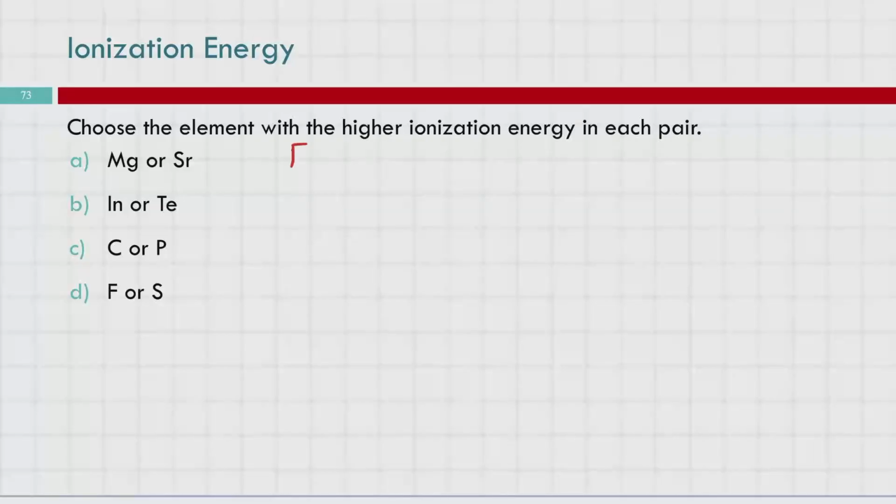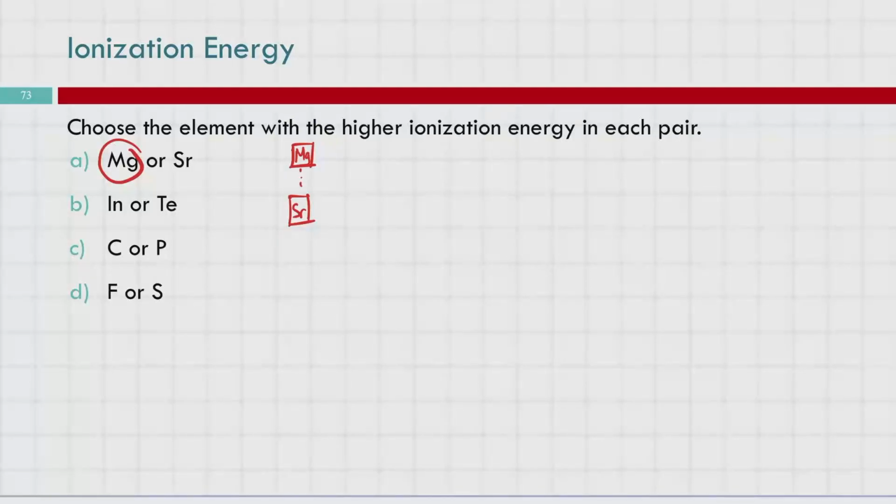We've got Mg and Sr. Which one's going to have the higher ionization energy? Mg is going to have the higher ionization energy. It's smaller. The electrons are held a little bit more closely. It doesn't have that many electrons. Please don't take my electrons sort of vibes. So magnesium, higher ionization energy.